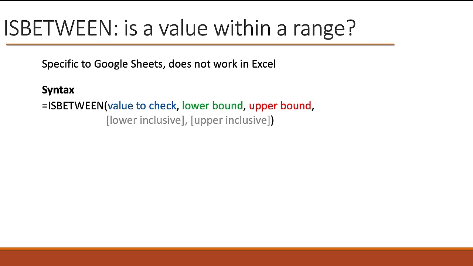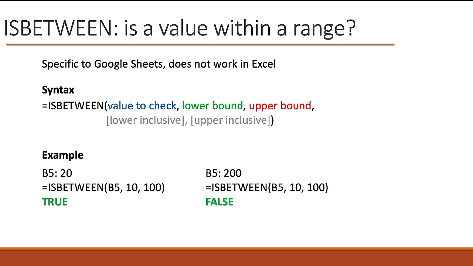And you see we have 2 optional arguments, and we can put those in to decide, do we want the upper and lower bounds to be included? By default they are, so in this exercise, I'm just not going to use them. Let me give you a couple of examples here. So let's say in cell B5, we have a value of 20, and we run ISBETWEEN, and look at cell B5 and say, okay, lower bound is 10, the upper bound is 100, so it's going to return a value of true, right? Because 20 is somewhere in between 10 and 100. Now, let's say in B5 we have a value of 200 and we run the same ISBETWEEN on there. It's going to return a value of false because obviously 200 is outside of that range.